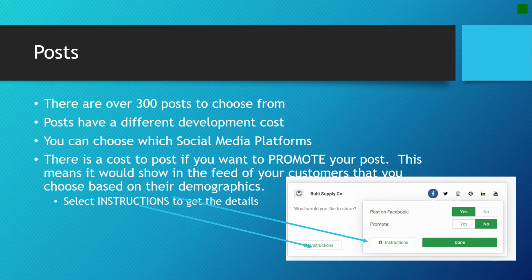And then you're going to move to what I have a screenshot of below: where do you want to post? Do you want to post on Facebook, Twitter, Instagram, Pinterest, LinkedIn, and YouTube? You can decide the different posts that you want to have. Now remember that posting on these does not cost money. If you want to promote it, it does cost money. And look at the instructions. It will walk you through step by step how much money it costs, or what the cost per click is, to do the different social media types.